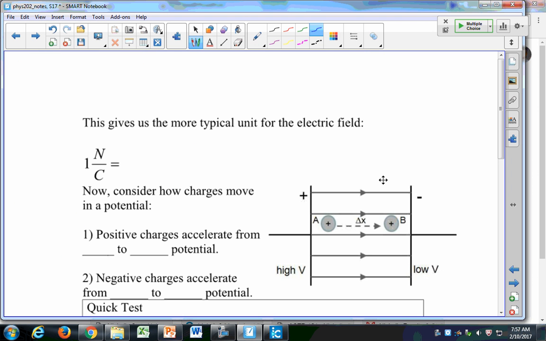So this gives us a more typical unit for electric field. I like to use newtons per coulomb because I always think of electric field as a force per charge. And when I think of newtons per coulomb, this is a force per charge. And that is, at its basic level, what a field is. But often what people use for electric field is not a force per charge. Because E is equal to negative delta V over delta X, they'll use the unit of 1 volt per meter.